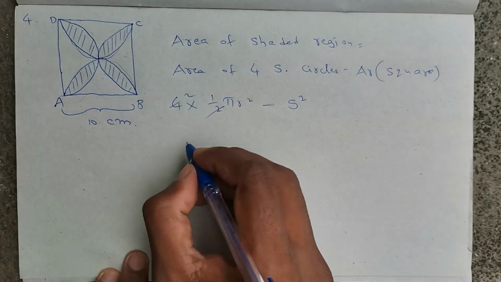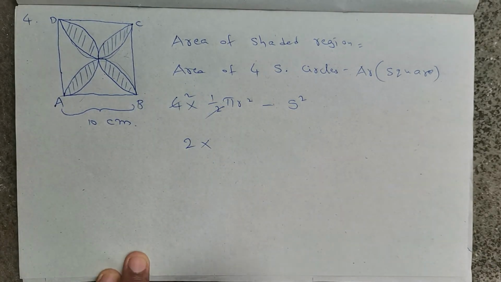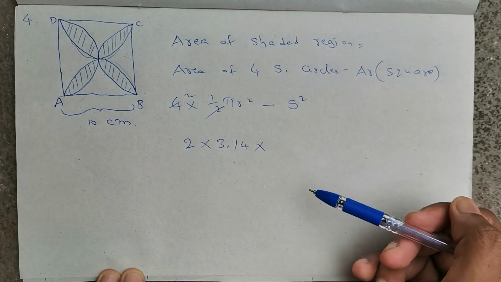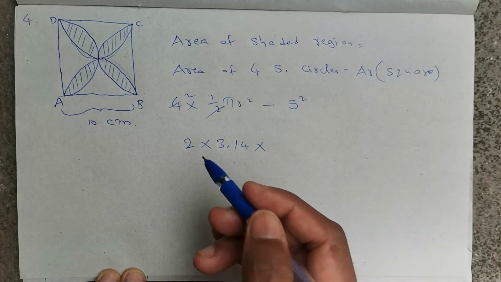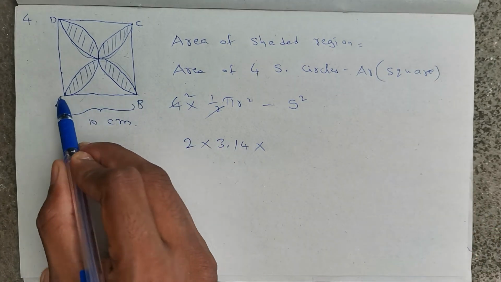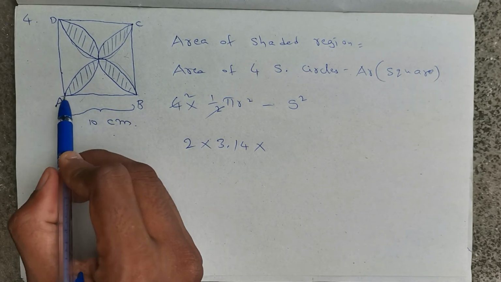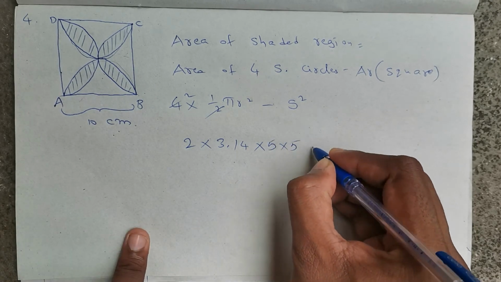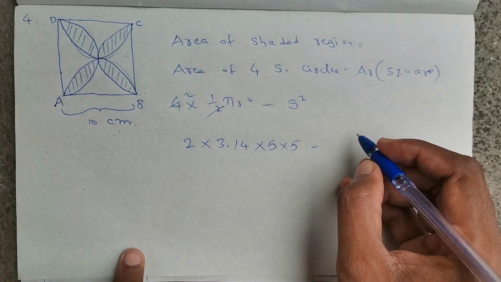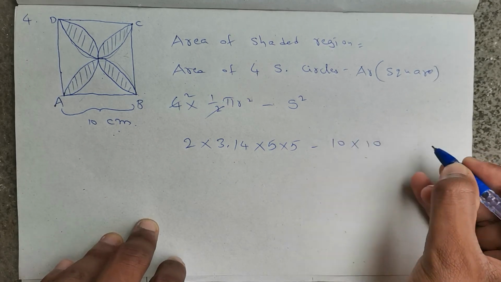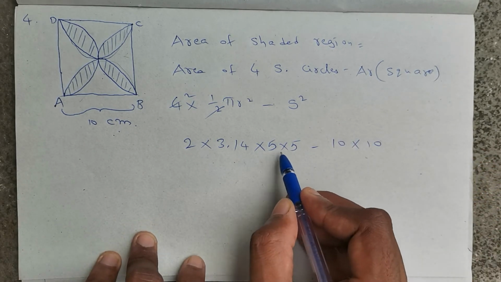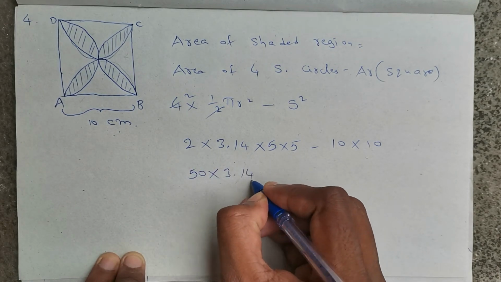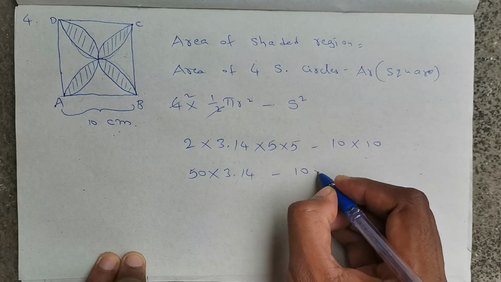Here 2 ones are 2, 2 twos are 4, so we remain with 2 into, in the question he mentioned take the pi value as 3.14 into, then what about the radius? This total from here to here, the side of the square is given as 10, so this 10 will become the diameter, then obviously the radius will be 5 into 5 minus square area side into side, that is 10 into 10. Next 5 5s are 25, 25 into 2 is 50, 50 into 3.14 minus 10 10s are 100.